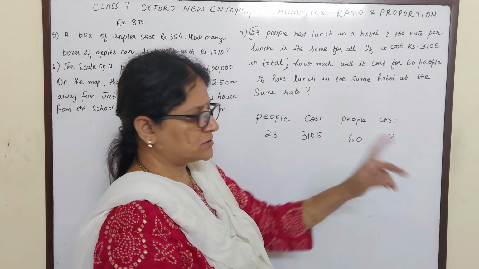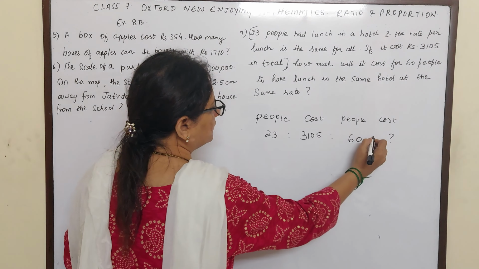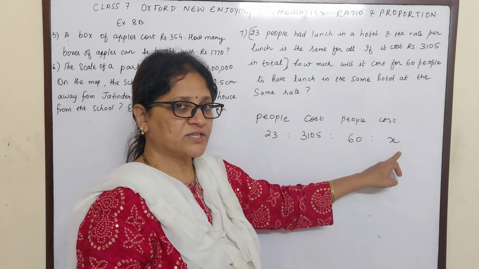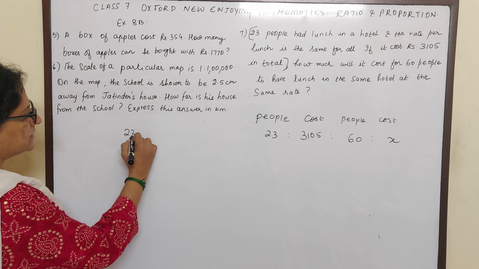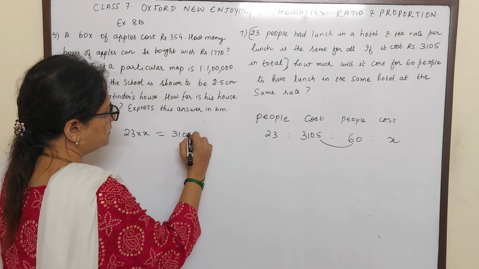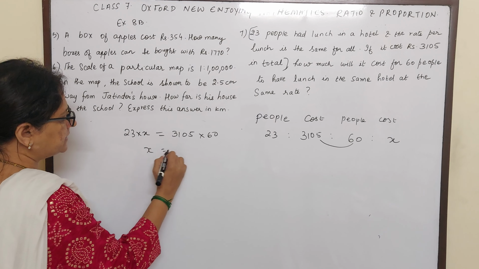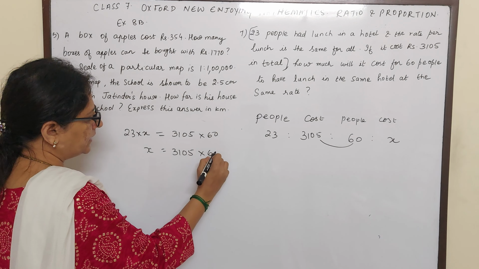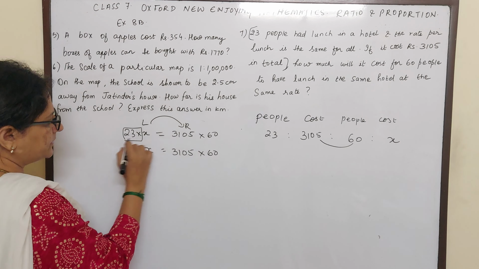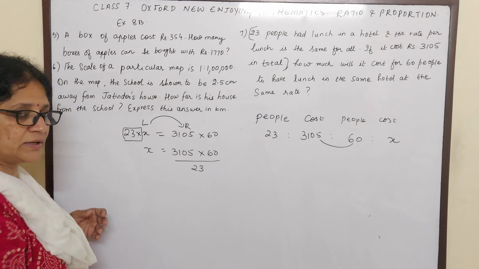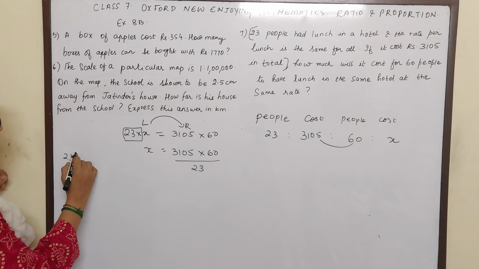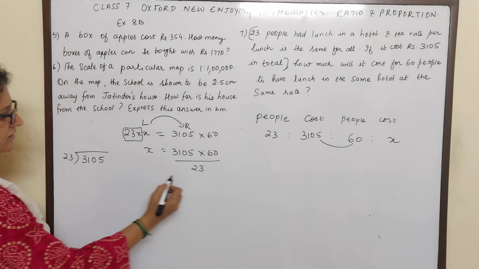People, cost; people, cost. This is your first step, the order. Then second, what will you do? Whatever is missing, you will take it as x. Now the product of extremes is 23 into x. Product of means is 3,105 into 60. So x we will keep here, and 23, when it comes from the left-hand side to the right-hand side, it will become division, right? So let us see how many times it goes. 23, how many times does it go in 3,105?